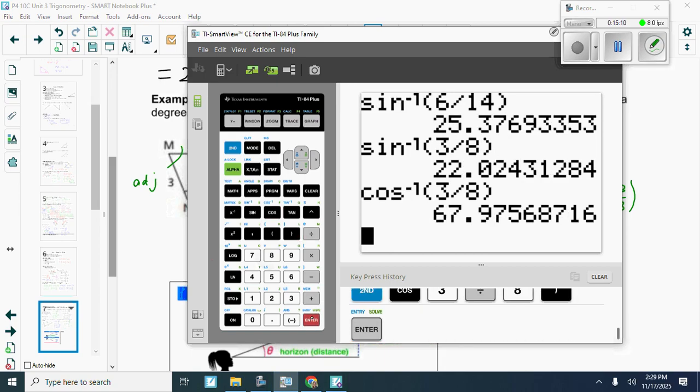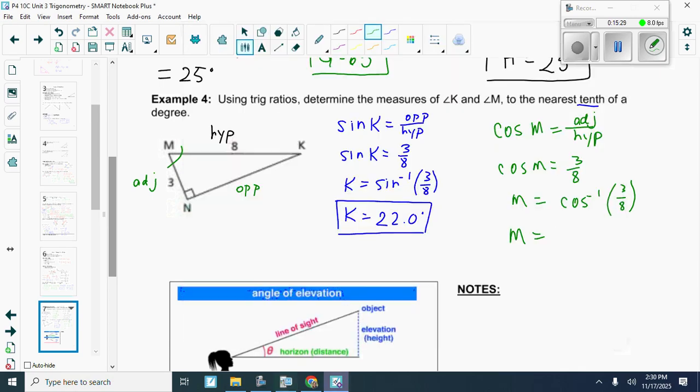Okay, 67.97. Normally it was set to the nearest tenth, so we look at the 9, but the 7 beside it says we need to round up. So the 9 would become a 10, so we put a 0 there, and then carry one over, so it would be 68.0 as well.